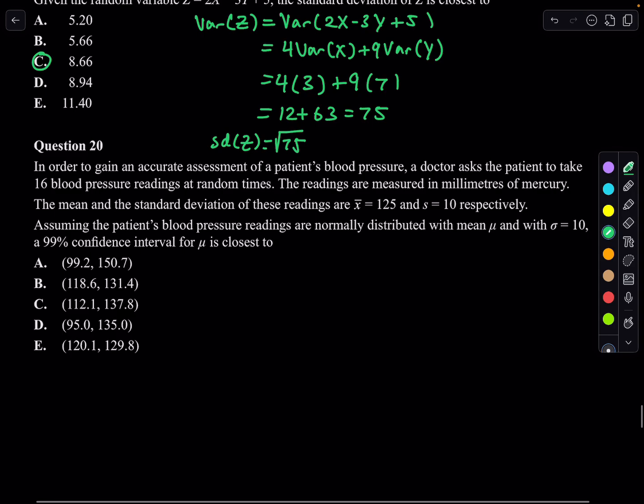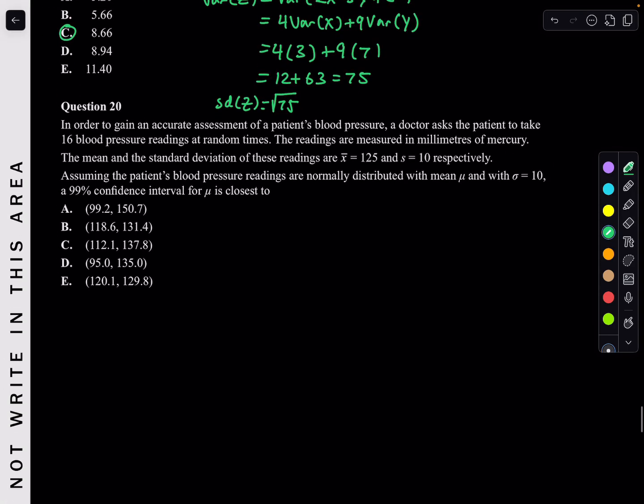19C. Next question. In order to gain an accurate assessment of a patient's blood pressure, a doctor asks the patient to take 16 blood pressure readings at random times. The readings are measured in millimeters of mercury. The sample mean of these readings is given, and S is given. Assuming that the patient's blood pressure readings are normally distributed with a standard deviation of 10, a 99% confidence interval for mu is closest to what?